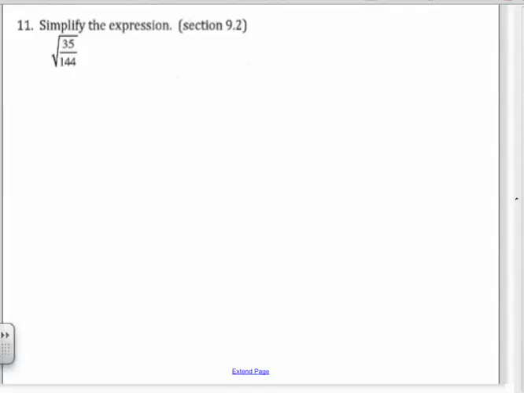Exciting. And I'm excited about number 11. So that's why I'm going to talk about it right now. Guys, number 11 says simplify the expression. And it has the square root of a fraction. All right, the square root of 35 over 144.